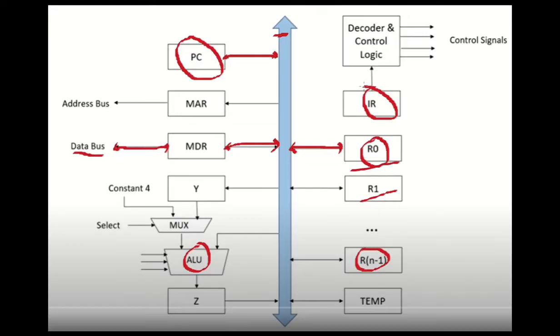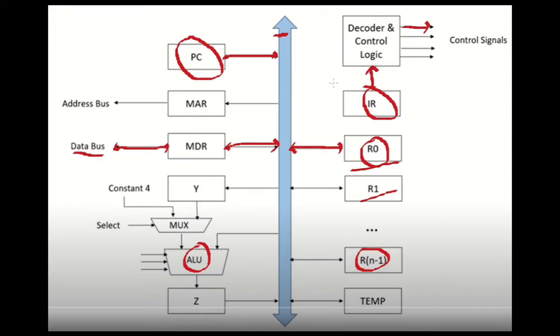The instruction register takes input from the internal bus and passes its output to the decoder, and then the decoder sends the control signals. The instruction which is currently being executed, once it has been received in the IR, goes to the decoder and control logic, which will decode the instruction and generate the appropriate output. That means control signals.